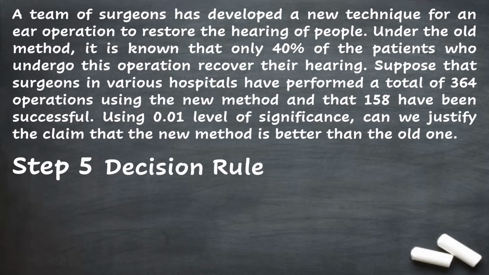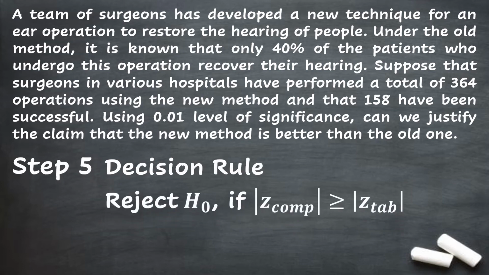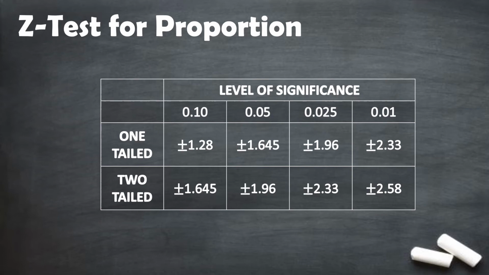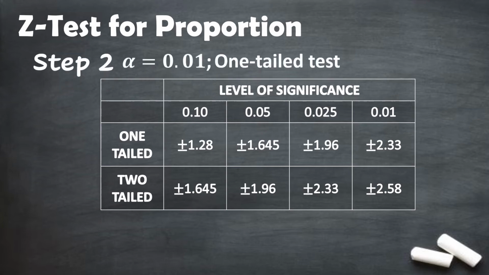Step 5 is the decision rule. Reject the null hypothesis if the absolute value of z computed is greater than or equal to z tabular. We already know the z computed. Next is to get the value for the z tabular. For us to get it, we have to go back to step 2 to identify the alpha level or level of significance and the number of tailed tests. Going back to step 2, we have the level of significance is 0.01 and one-tailed test.